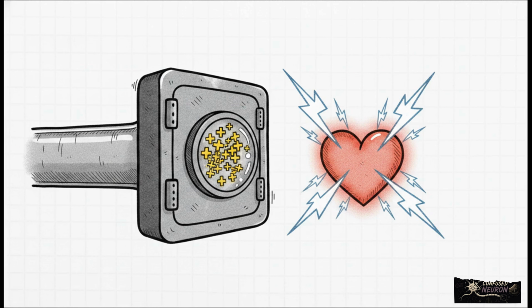But be super careful here. The exact opposite of hypokalemia is hyperkalemia. If you give this to a patient who already has severe renal dysfunction, their potassium is going to spike, and that can trigger some incredibly deadly cardiac arrhythmias.